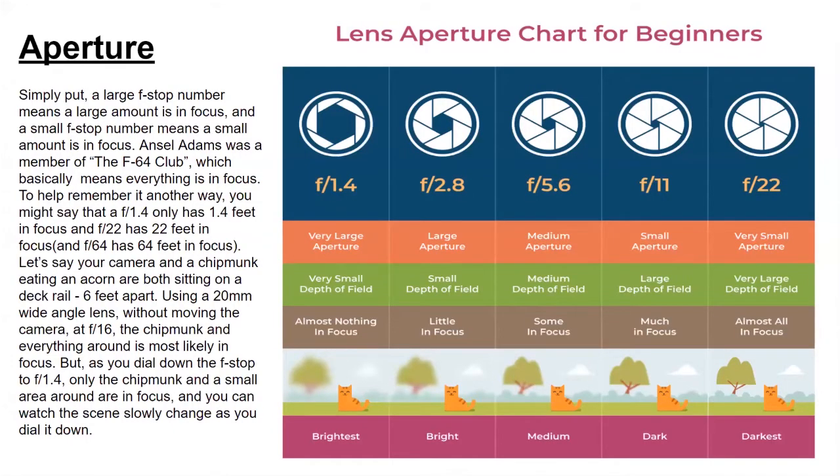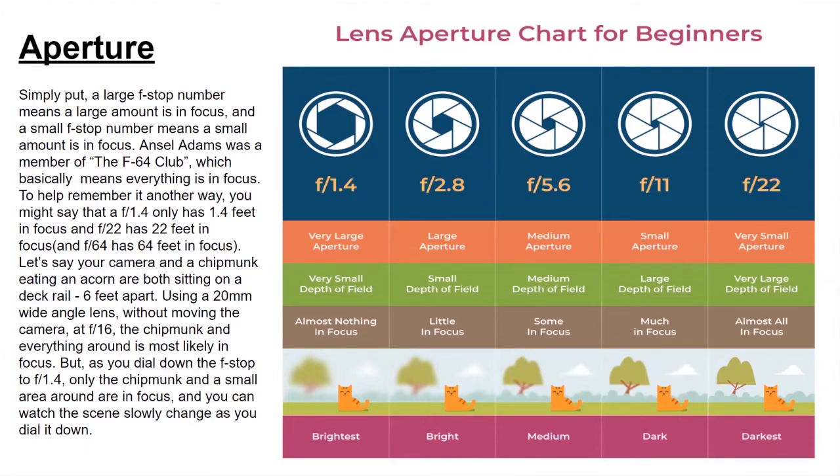So let's talk about aperture, and sometimes you look at all this information and it just totally wears you out, but it's important too. It's kind of confusing when you say that an f1.4 is more open than an f22. Having struggled with that through the years, I finally decided that, simply put, a large f-stop number means a large amount is in focus, and a small f-stop number means very little is in focus. That's the easiest way for me to remember this.